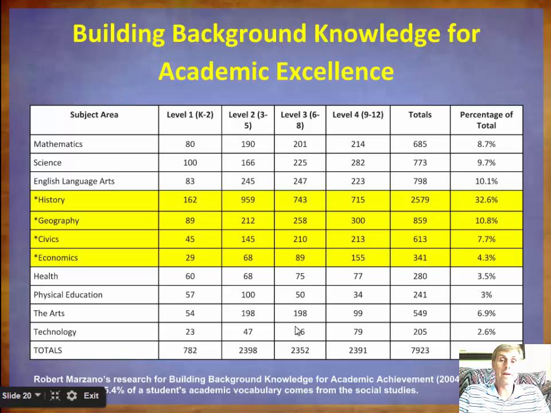And this chart is one of the most powerful weapons that social studies teachers have to promote civic and social studies education. The data in the chart shows that the social studies, history, geography, civics, and economics, when you combine all those, make up 55% of a person's academic vocabulary.